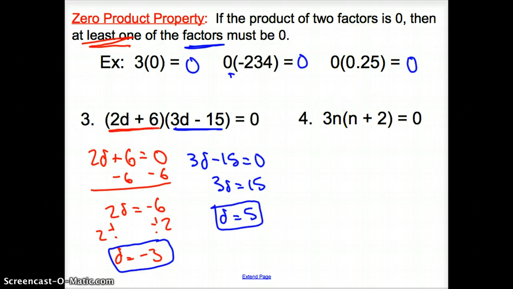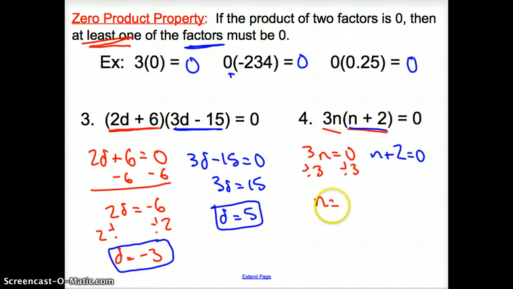Take a peek at number 4. Our two factors, here and here. So let's set them both to 0. 3n equals 0, and n plus 2 equals 0. We solve for both. 3n equals 0. How do we solve? We divide both sides by 3. So n equals 0, 0 divided by 3 is 0. And now for the blue guy, we subtract 2 to the other side, so n equals negative 2. So now our solutions are negative 2 and 0.